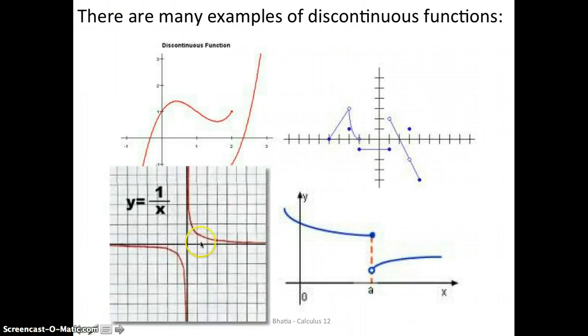And another one which I didn't mention earlier is anywhere where there's an asymptote. So in this example where y equals 1 over x, it's not defined at x equals 0. So here we have a discontinuity as well, right at x equals 0, because here it goes up to positive infinity, and then down here it goes all the way down to negative infinity. So they'll never touch each other.